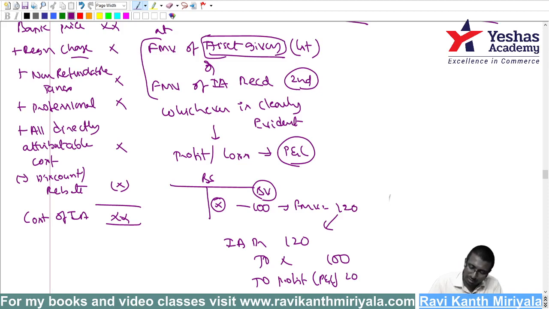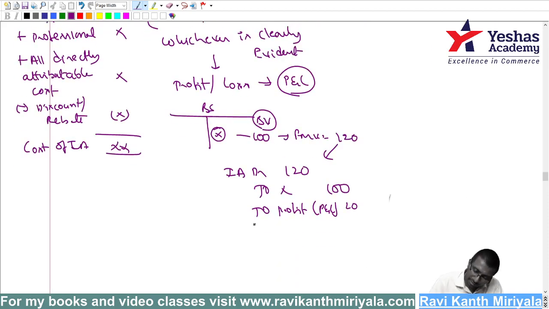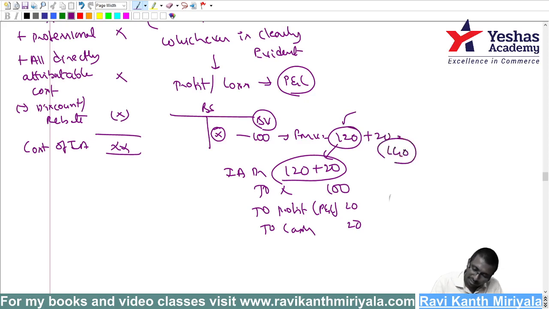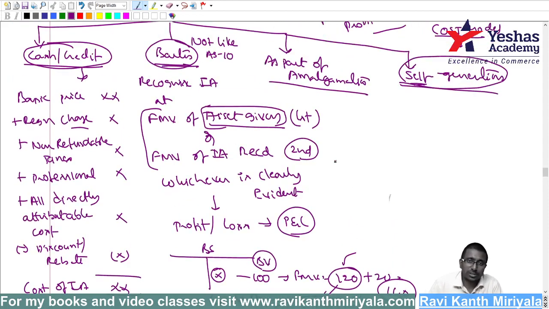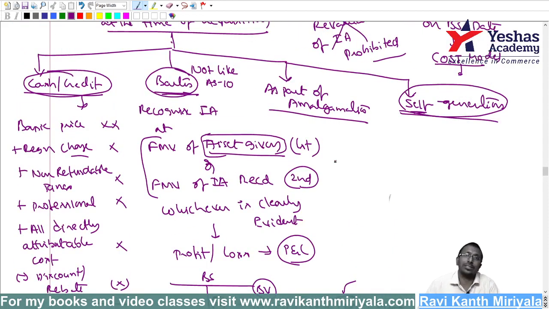Suppose I paid 20 rupees extra in cash. That means you lost 120 rupees of fair value plus 20 rupees of cash, so the total intangible asset should be recognized at 140. And if you received 20, then cash account is debited and you take 120 minus 20. You are supposed to adjust for the cash amount paid or received.